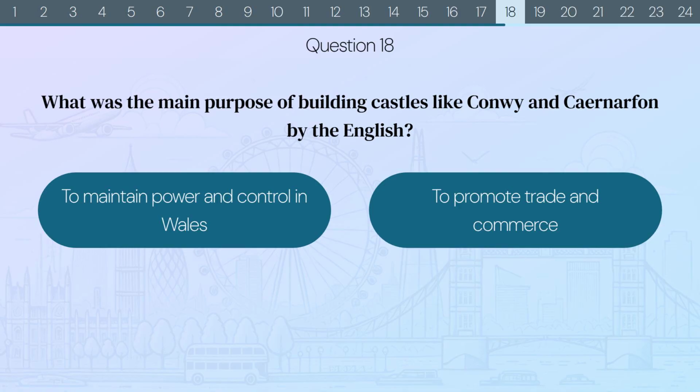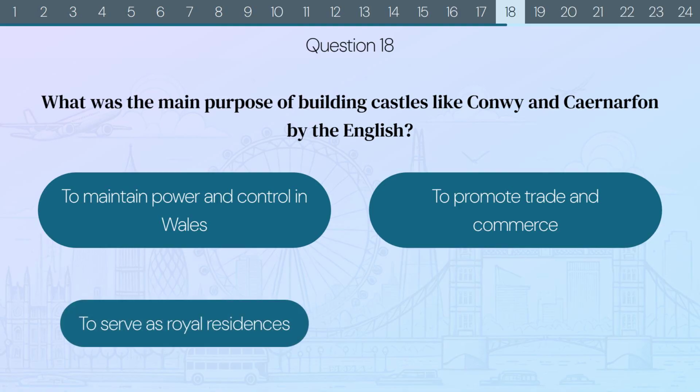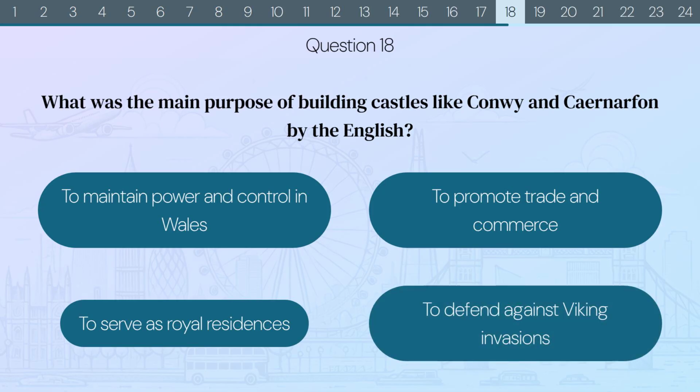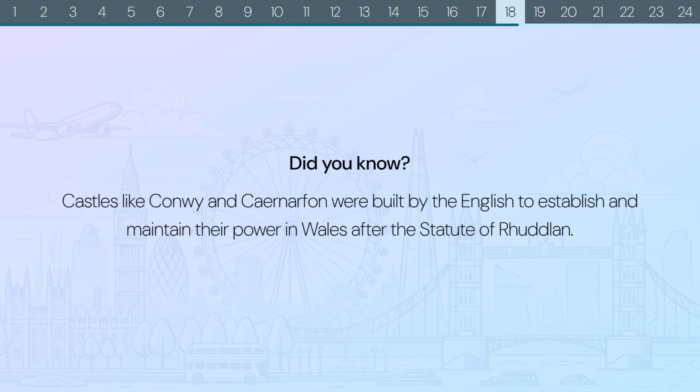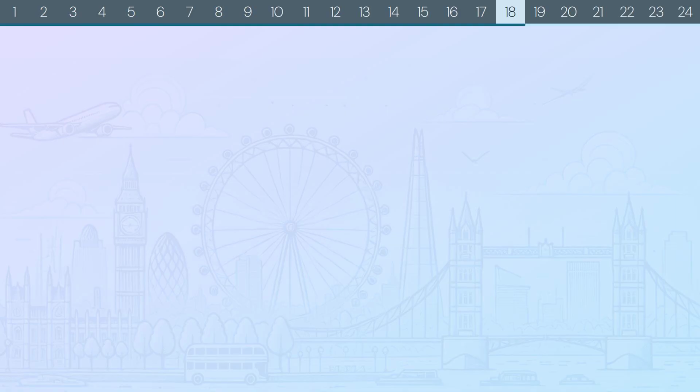To promote trade and commerce? To serve as royal residences? Or to defend against Viking invasions? The correct answer is, to maintain power and control in Wales. Did you know? Castles like Conwy and Caernarfon were built by the English to establish and maintain their power in Wales after the Statute of Rhuddlan.